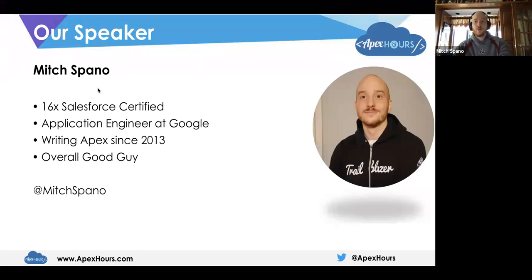Okay, so about me. My name is Mitch Spano. I'm a 16 times Salesforce certified application and systems architect. I'm an application engineer at Google. I've been involved in the Salesforce ecosystem since 2013, so I've got about 8 years of experience. I like to consider myself an overall good guy. That's just a nice little bullet point that I put in there.